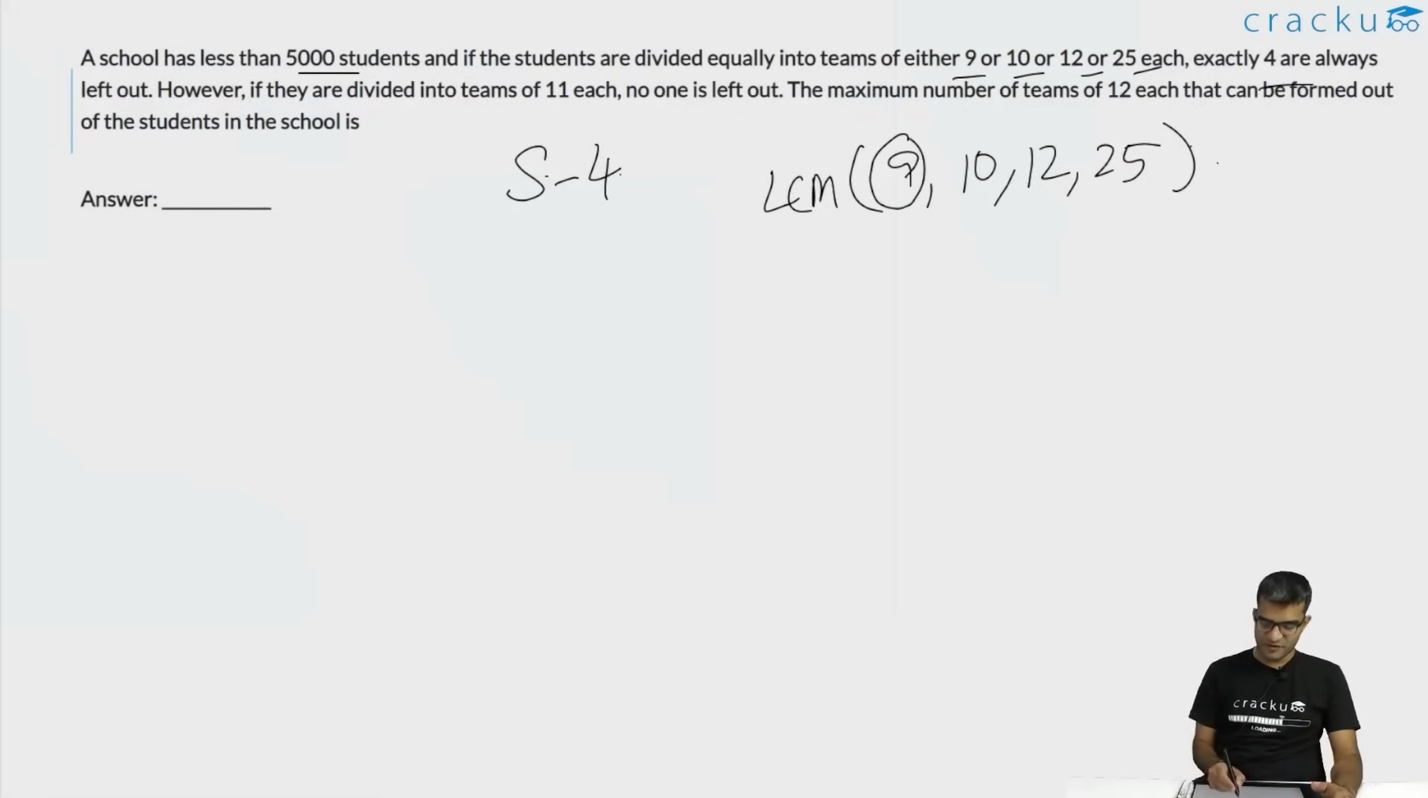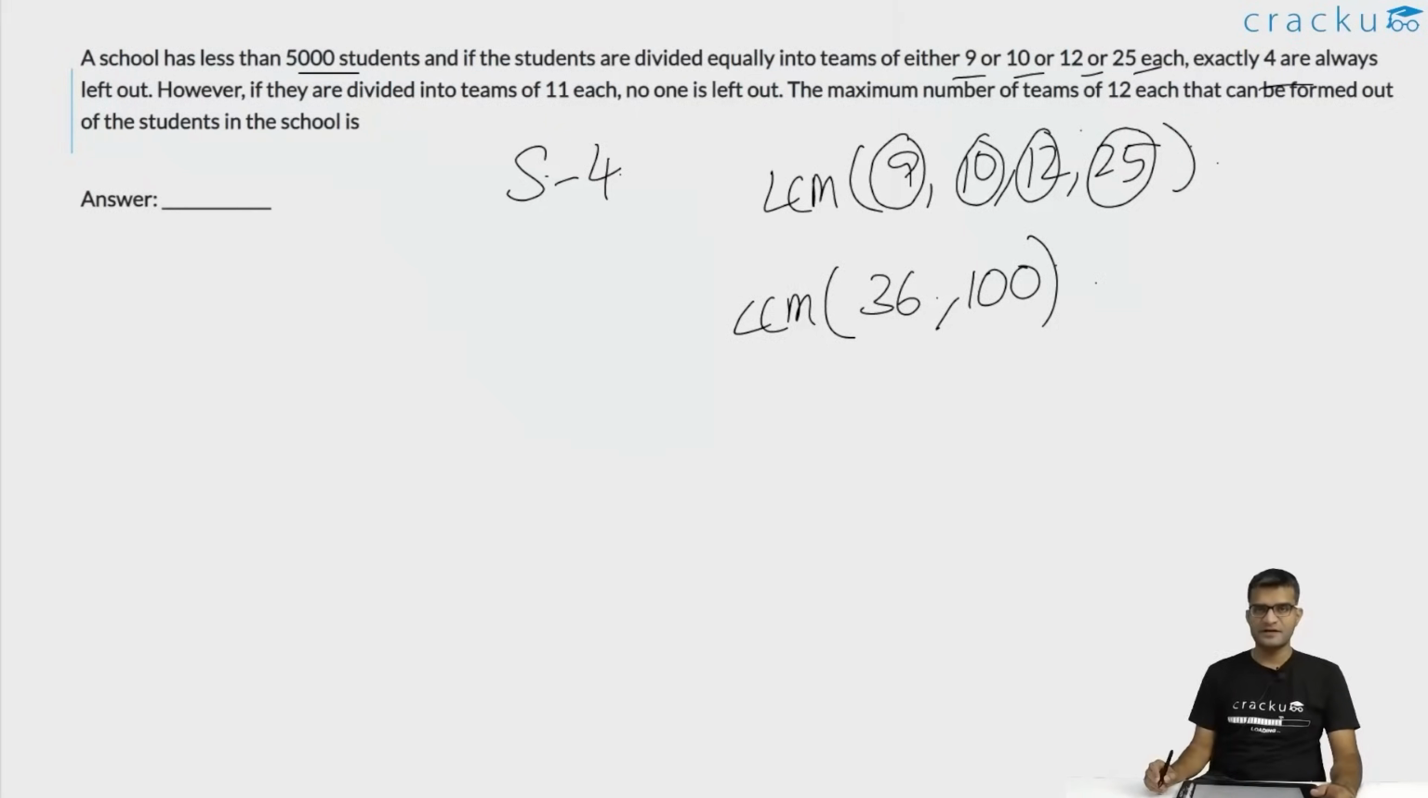The smallest multiple of 9 and 12 is 36. The smallest multiple of 10 and 25 is 100. So we have to find the smallest multiple of 36 and 100. You can figure out that the smallest multiple of 36 and 100 is equal to 900.